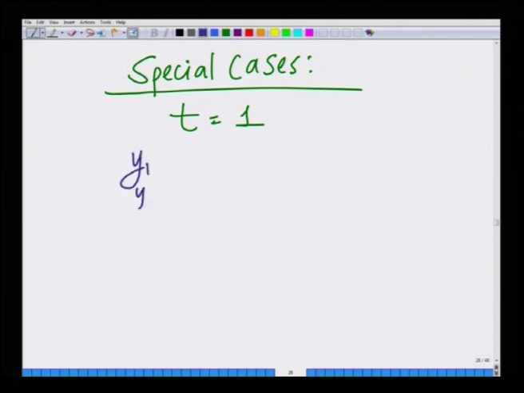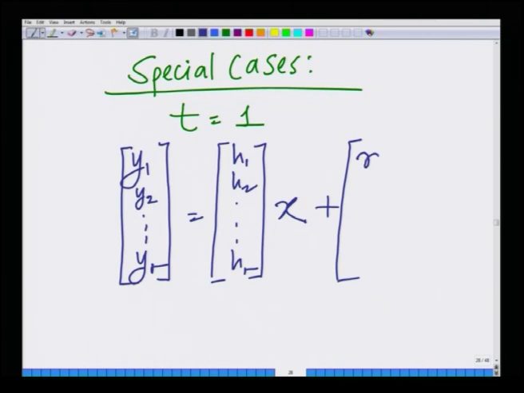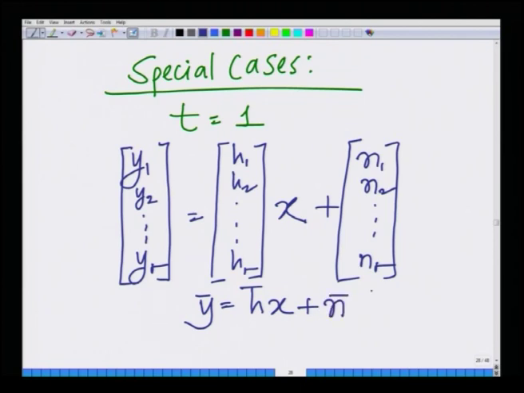We have Y1, Y2 up to YR equals H1, H2 up to HR times X plus N1, N2 up to NR, the noise at each receive antenna. Since there is only one column of coefficients, I am going to represent it by H1, H2 up to HR. This we have seen before. This is Y bar equals H bar X plus N bar. This is essentially the receive diversity system. We have seen this before in our discussion on diversity.